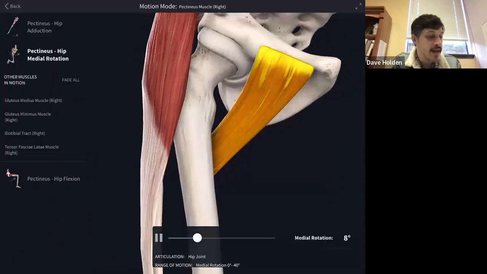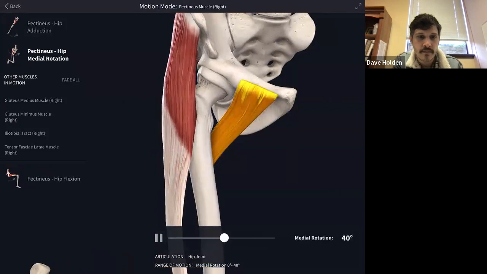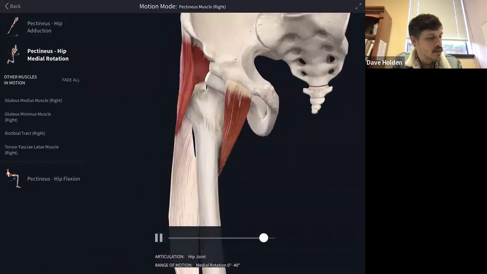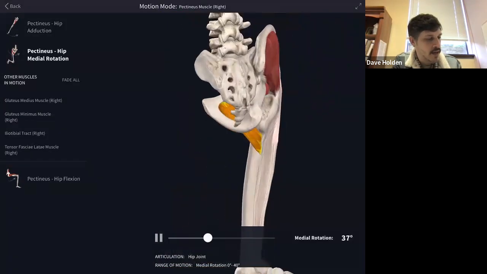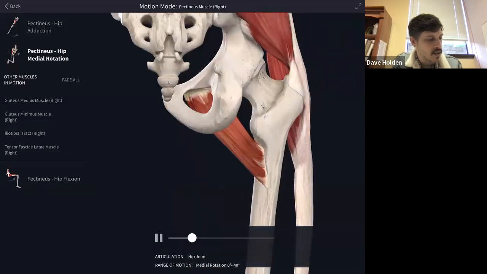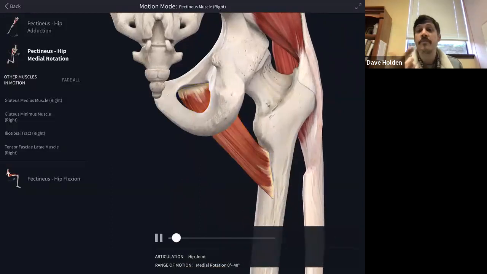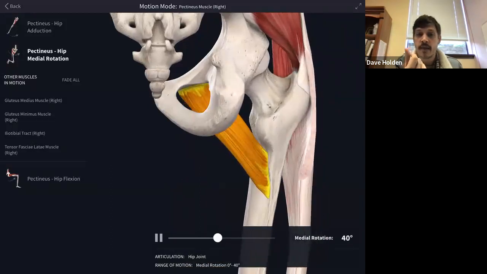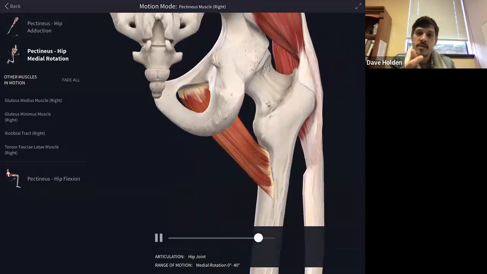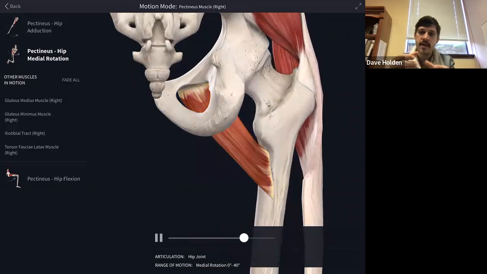And finally, we get an illustration of medial rotation. So to see how this is going, I'm going to twist the bone around just a little bit so we can get a look. So again, when the muscle lights up, that's when the muscle is shortening. And we see that as it pulls, it's pulling the bone to rotate in a medial direction.